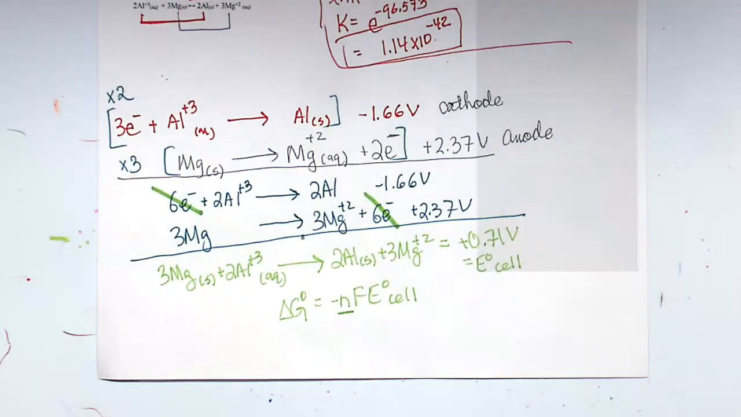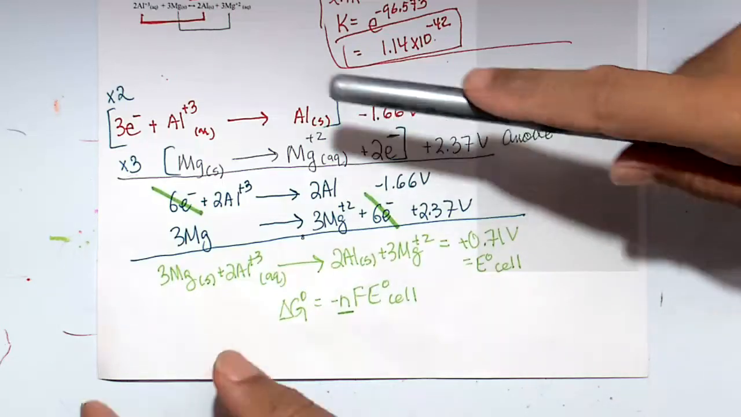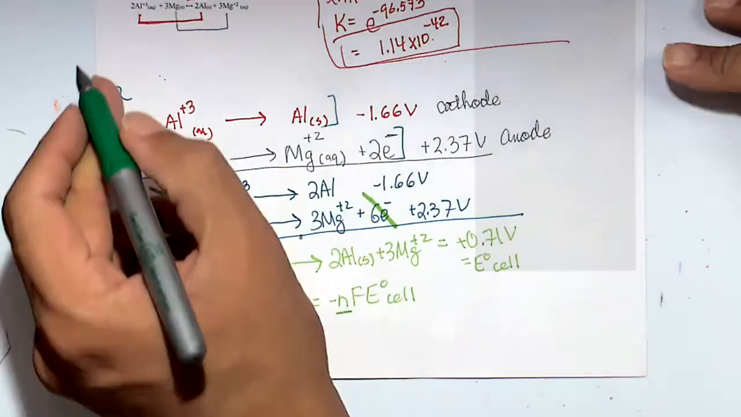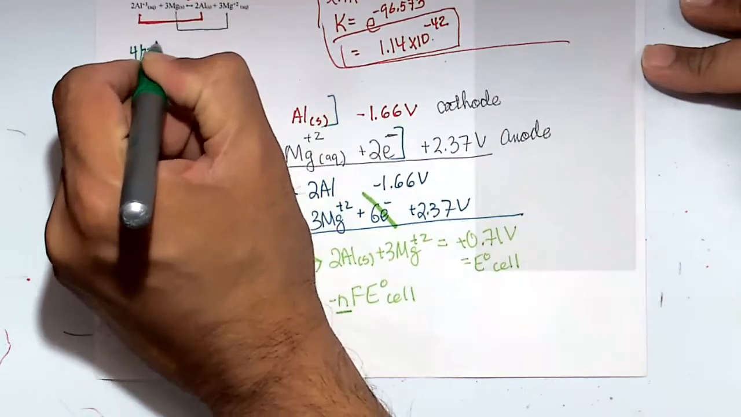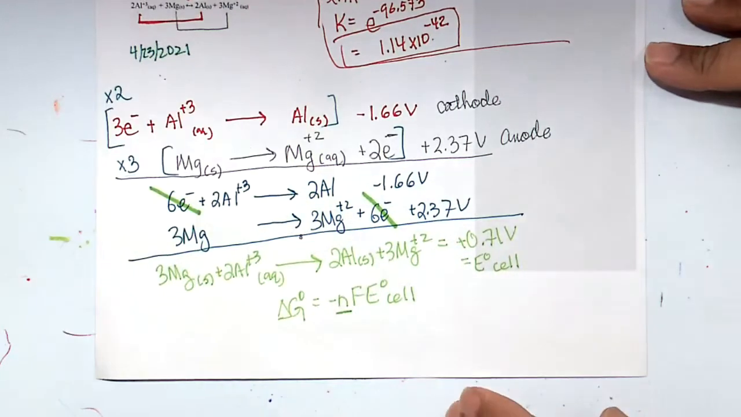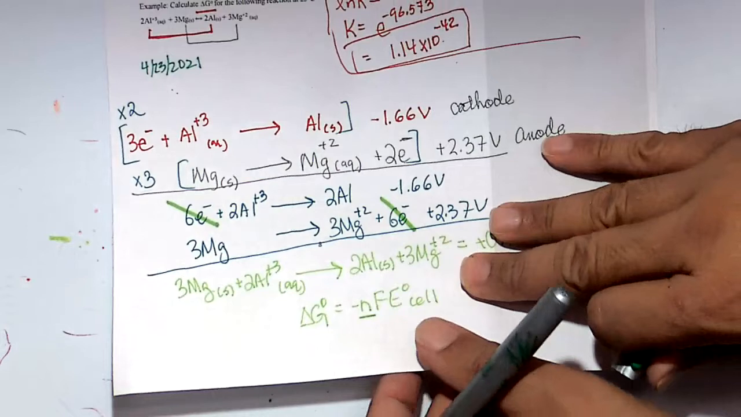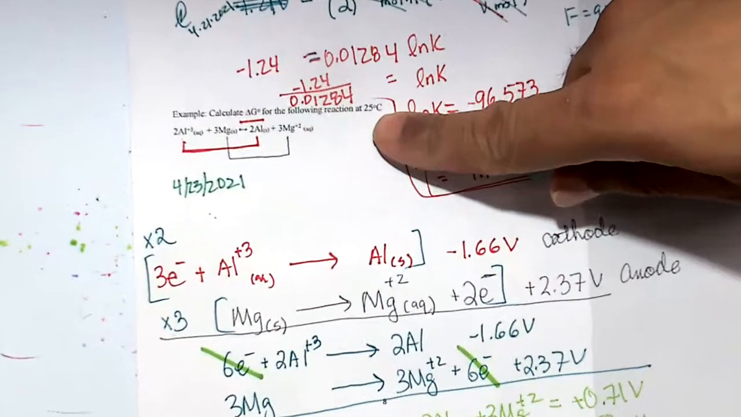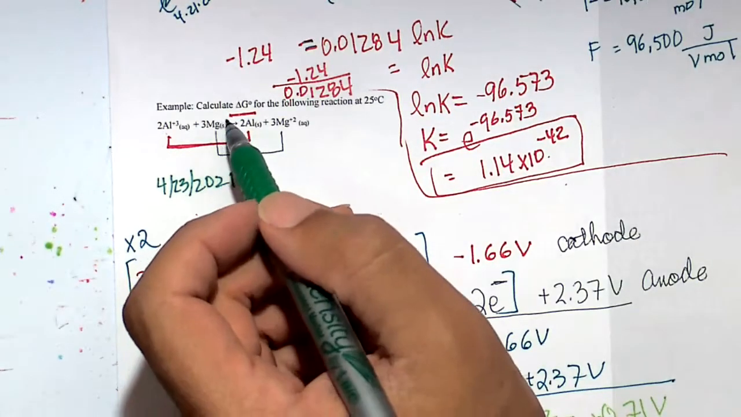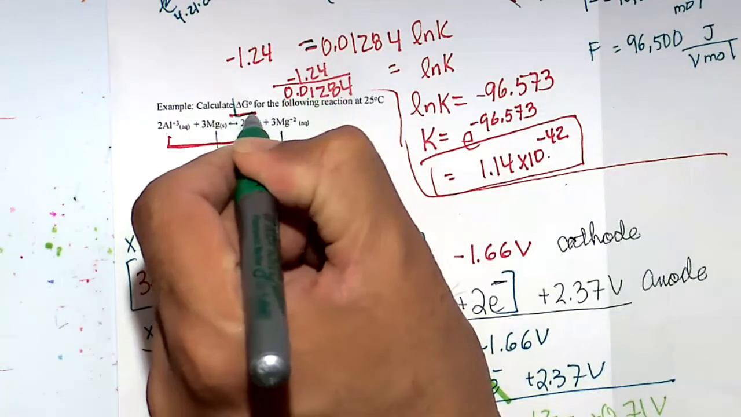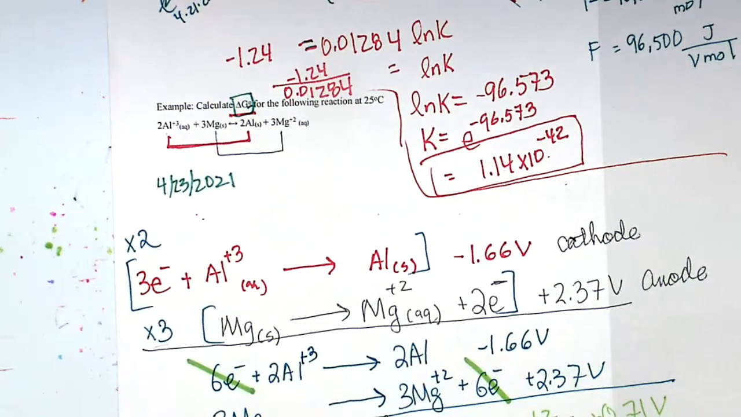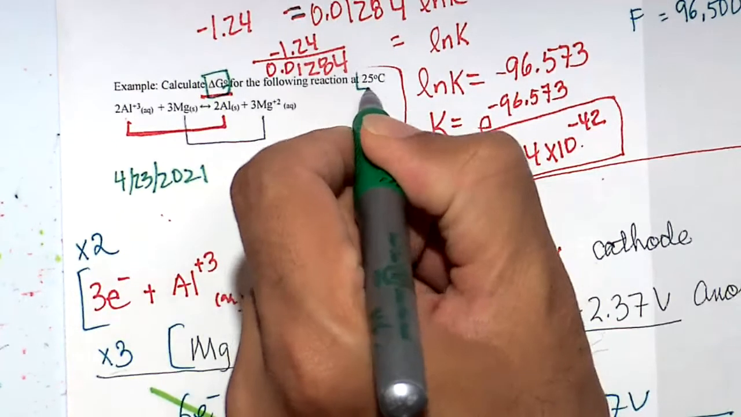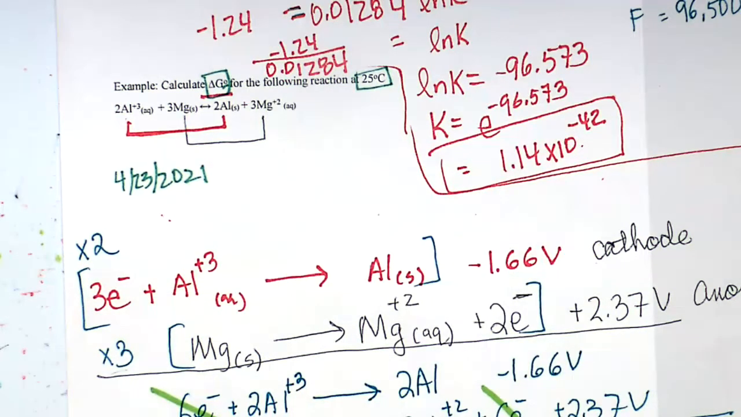But before we do housekeeping, we kind of abruptly left off on this problem, so let's just finish it off. Today is 4/23, April 23rd, 2021. We stopped right in the middle of this problem, so I'd like to finish this. This problem is to calculate delta G naught. I want to bring your attention to that naught symbol. That means standard state for this reaction, and the reaction at standard state is going to be at 25 degrees C.